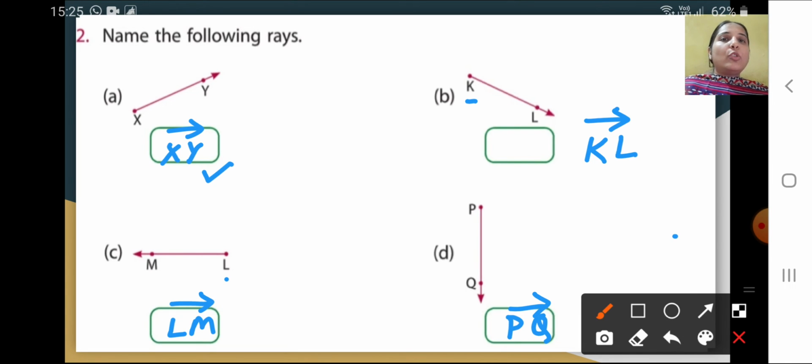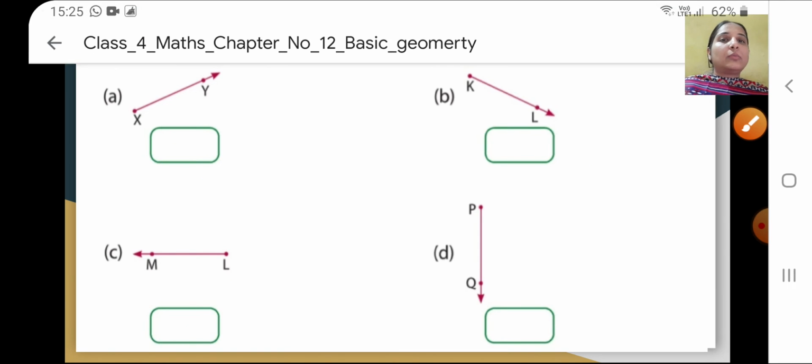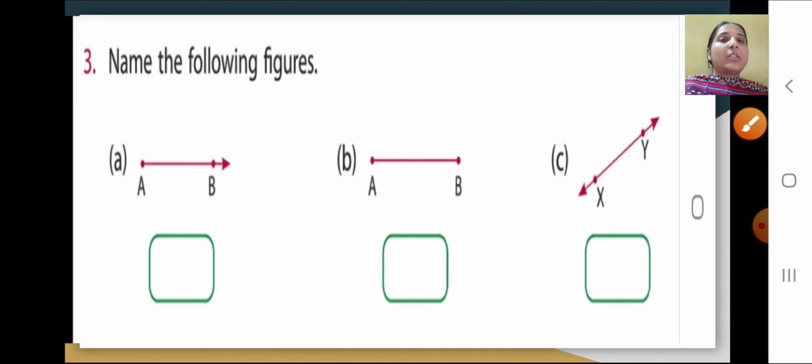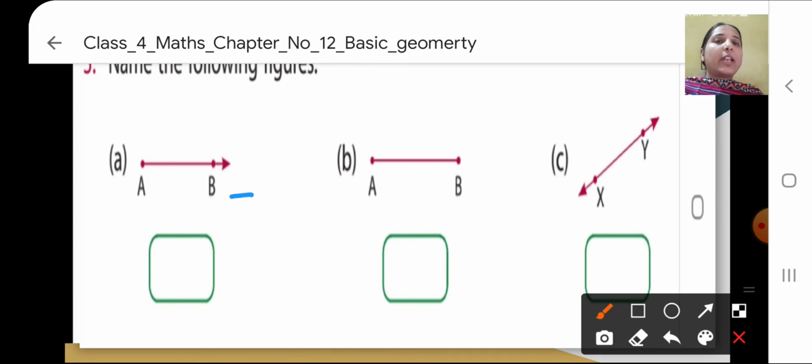Now let's move to question number 3. Question number 3 is: name the following figures. So in question number A, you can see the figure. What is it? Is it a ray or a line? Is it a line or a line segment? What is it? Yes, it is a ray, because you can see this arrow here.